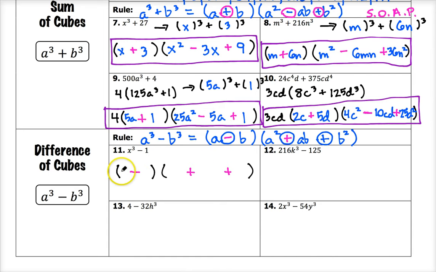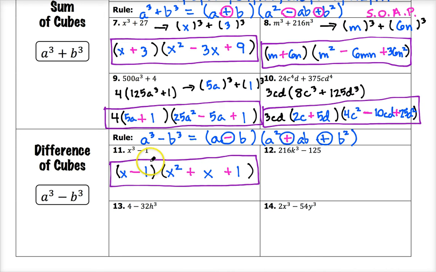You're cubing x to get x cubed. You're cubing 1 to get 1. So your binomial is x minus 1. If you square x, you get x squared. So that goes here. If you square 1, you get 1. That goes there. And 1 times x is just x. So this is how number 11 factors. X minus 1 times the trinomial x squared plus x plus 1.